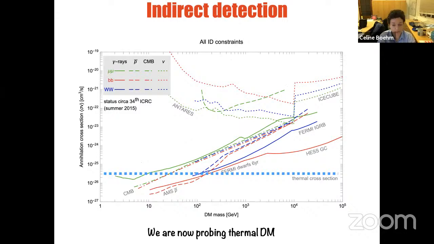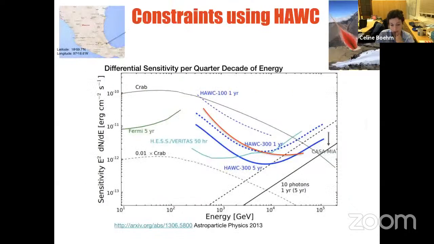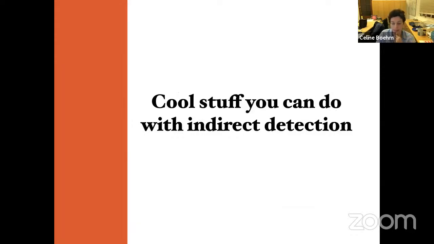I'll show you more plots, but just to show you that all of those results essentially exclude thermal dark matter if the dark matter is lighter than 100 GeV. So indirect detection is a very powerful and very important method to look for dark matter. Now we're hoping to do the same with our experiments, including HOPE, which I mentioned. And then with CTA, I think that would be a game changer.